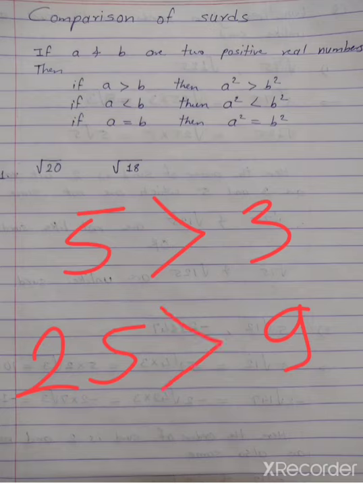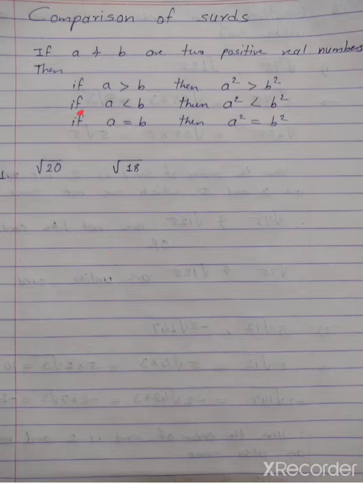So if a is greater than b, then you can say a square is also greater than b square. Similarly, if a is less than b, then a square is also less than b square, and if these two values are the same, then their squares will also be the same.